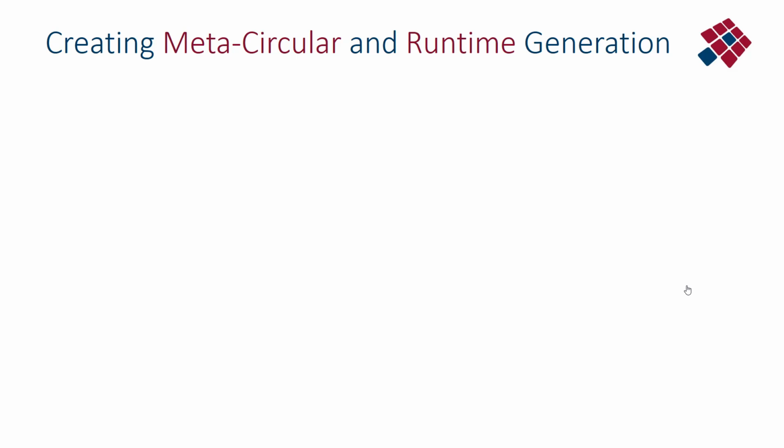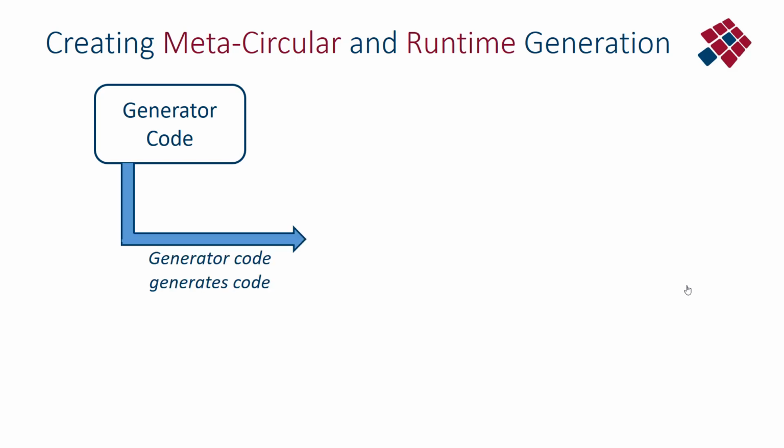Now, when we want to create meta-circular and runtime generation, we first look at a very basic conceptual setup of a code generator. Code generators have been around for decades and decades, are as old as software itself, and basically you have some generator code, and that generator code generates code, and so you have generated code. Now we want to talk about two quite fundamental conceptual extensions to this setup and how you can implement them in a very straightforward and rather simple way.